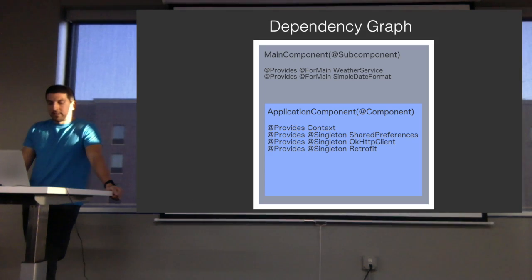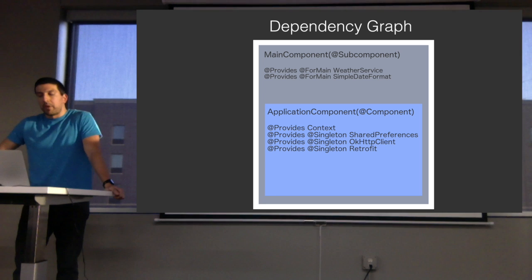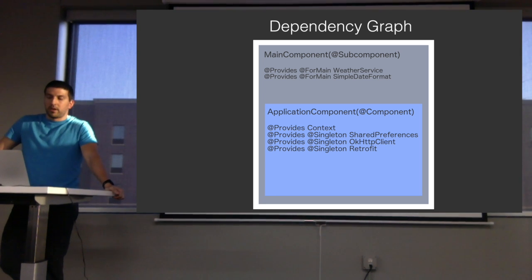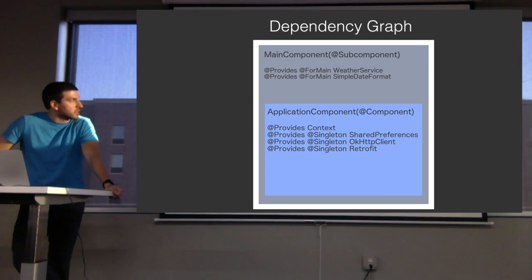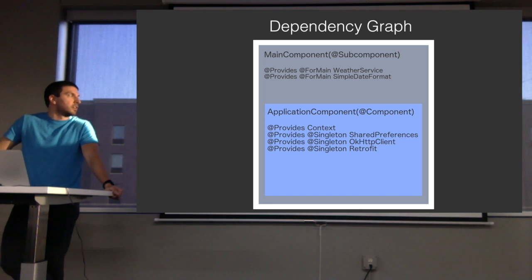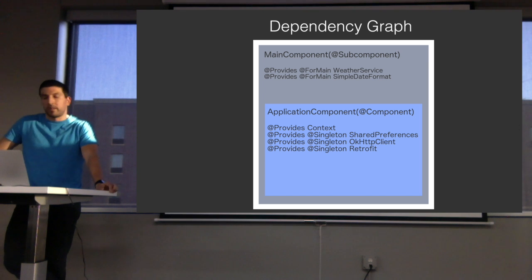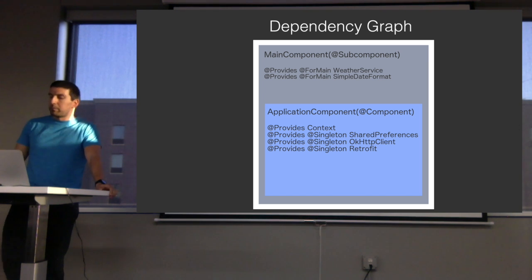And here is a beautiful illustration of a component and subcomponent relationship. So the main component in this case is annotated with a subcomponent annotation, and that's one of the two ways Dagger 2 allows you to build these scoped graphs. It's the way I prefer. And with this, anything injected with the main component will have access to all dependencies in the application component, which gets its dependencies from the application module, and then the main component, which gets its dependencies from the main module.